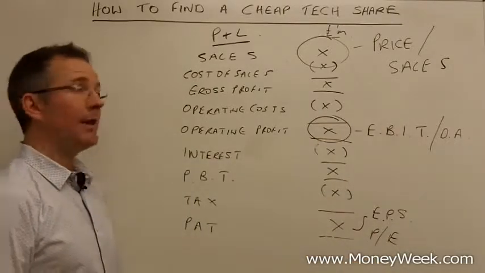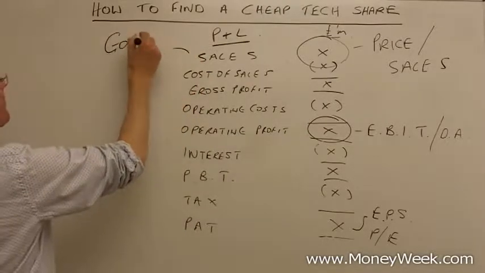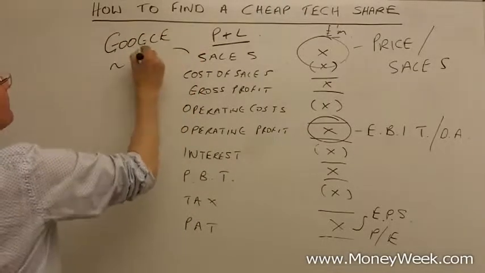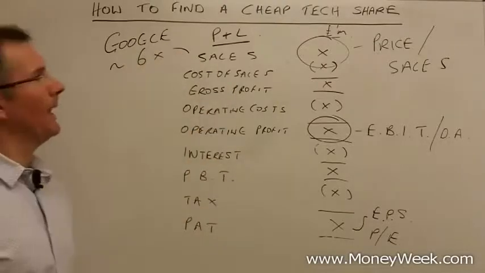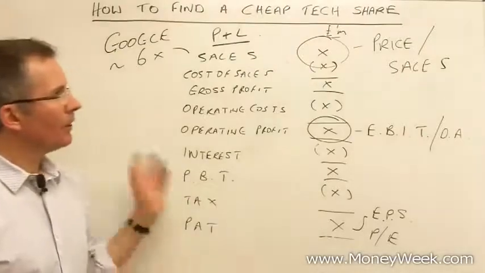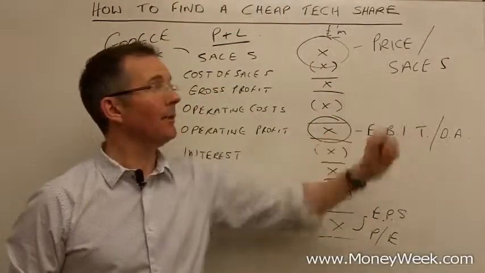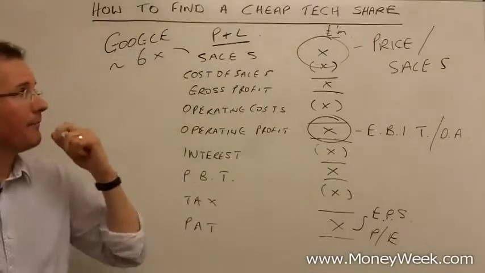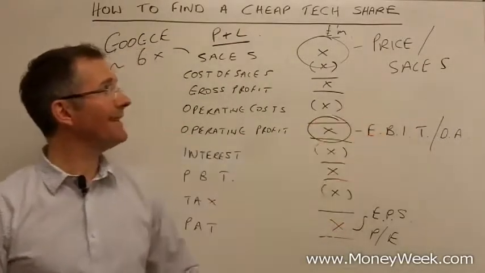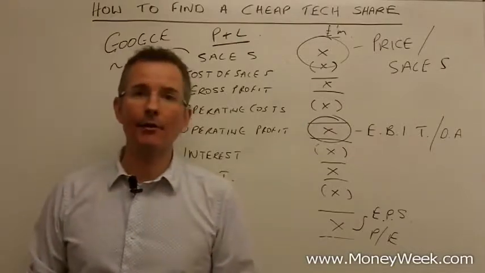Now the number can be pretty big. For Google, at the moment, it's about 6 times. Now, two things I want to say about that. Look around the technology sector at the moment and you'll find some much bigger numbers. The likes of Rent were trading on 70 to 90 times, and even LinkedIn came in at over 30.